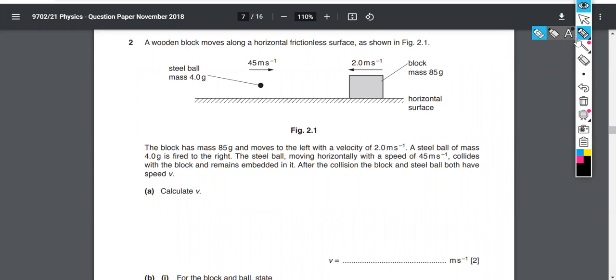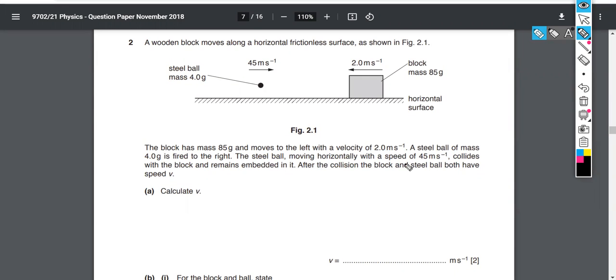All right, in this worked example, we're looking at a ballistic pendulum sort of problem. It says a wooden block moves along a horizontal frictionless surface as shown in figure 2.1. What you can read in the figure, underneath where it's labeled figure 2.1, they give you the mass of the block. They say it's moving to the left with this velocity, and a steel ball, mass given, is fired to the right, so opposite directions. These are vectors, so that's important.